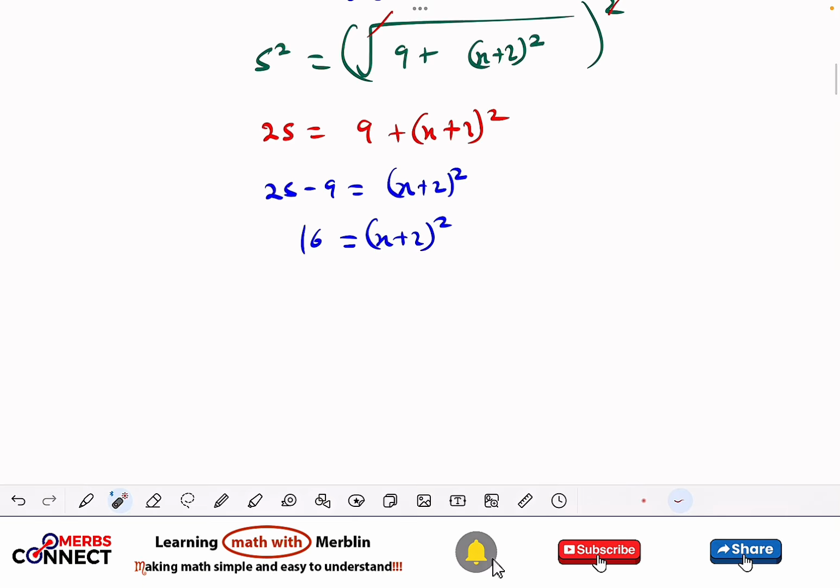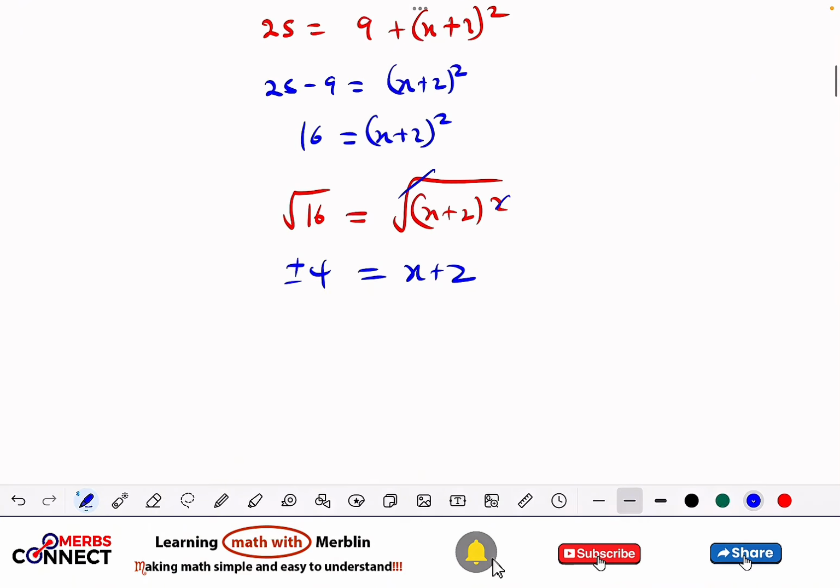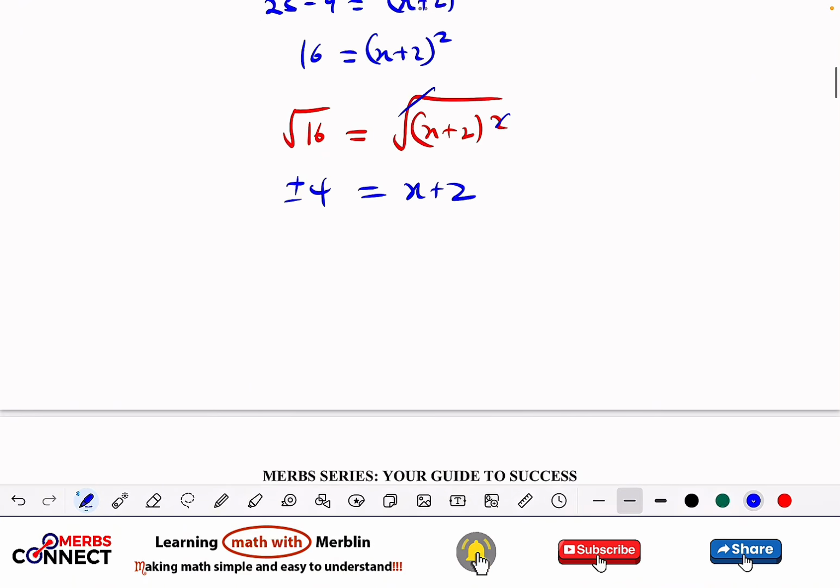And as it says this one is squared, it means that we need to get two values here. So I'm going to square root both sides again. Square root of this, square root of x plus 2 all squared. So this will cancel this. Now square root of 16 is going to give us plus or minus 4, which is equal to x plus 2, because we need to get two values. So here I'm going to have x plus 2 is equal to 4, which means that x is 4 minus 2 and x will be equal to 2.